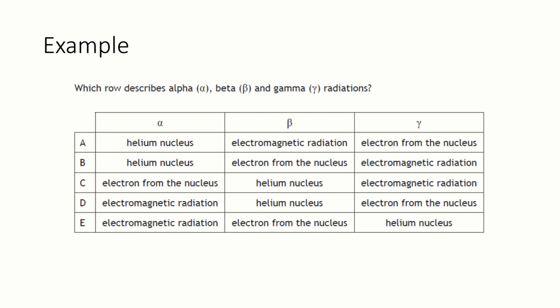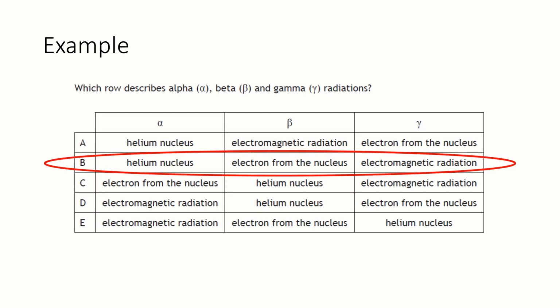So alpha particles are made of 2 protons, 2 neutrons, that's a helium nucleus. Beta particles are electrons that are ejected at high speed from the nucleus. And gamma is a form of electromagnetic radiation. Your answer is B.